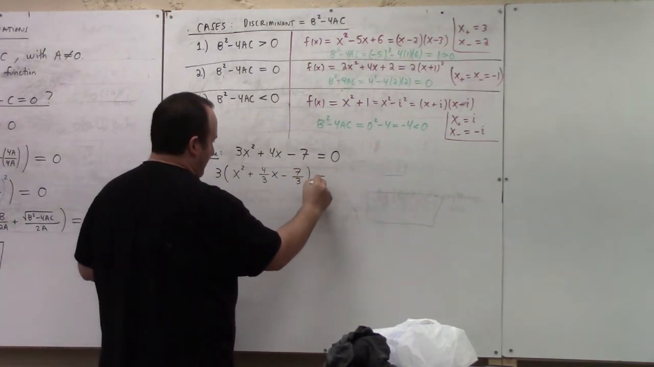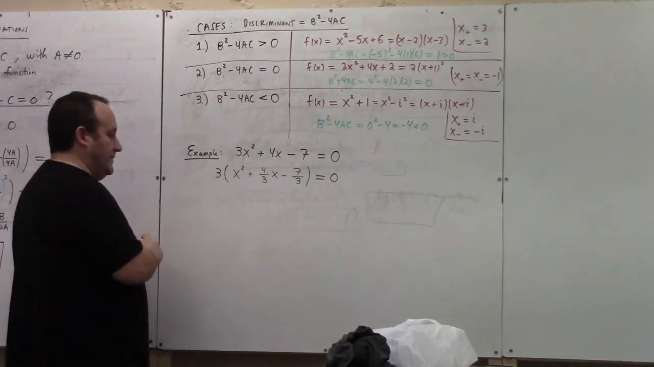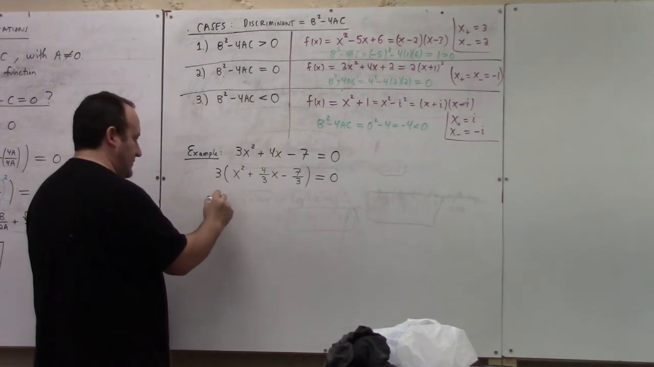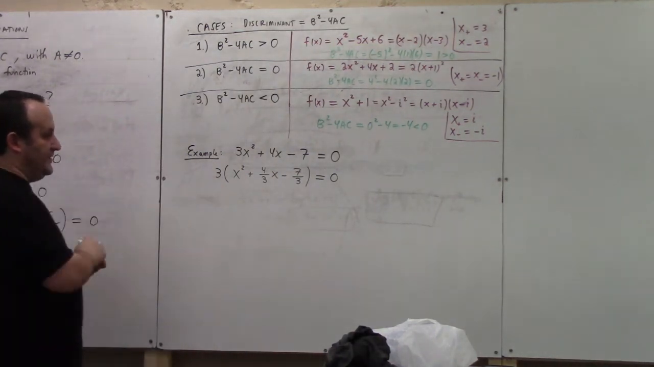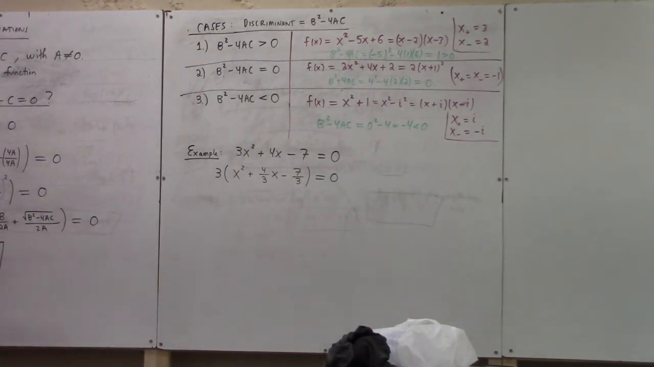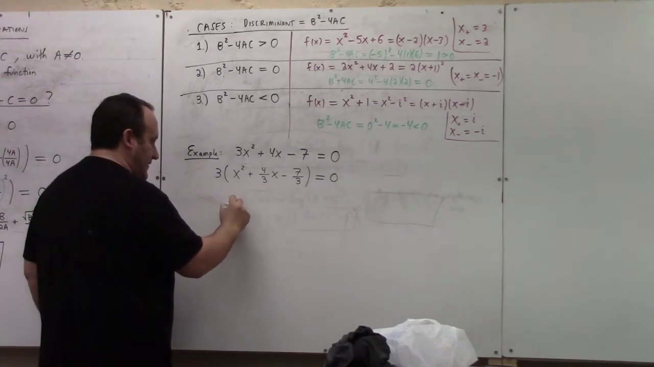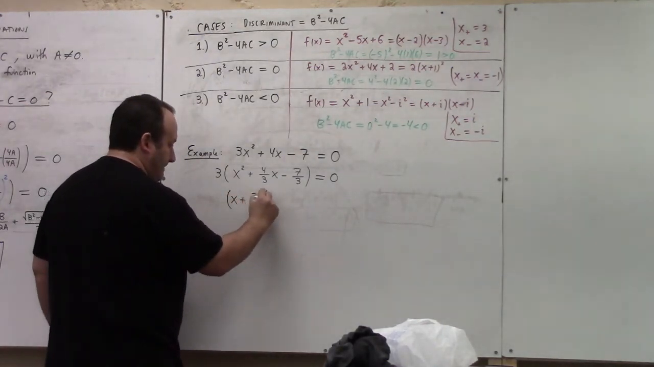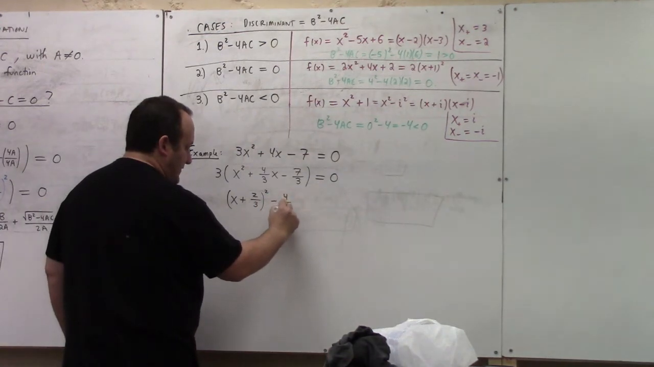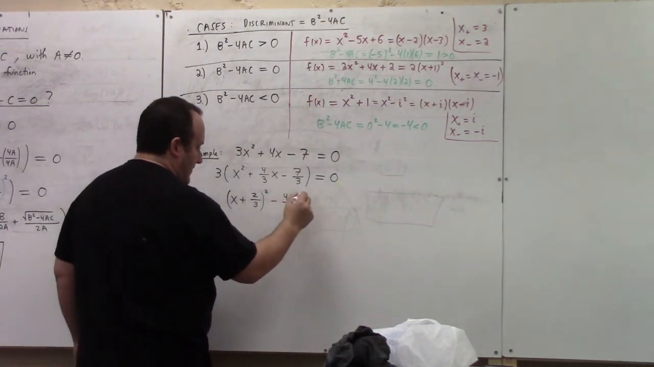Like that. And then I would say, okay, so that's 3. So then at that point, I can just drop the 3 outside, like 3 times something is 0. That's just the same as the thing in parentheses being 0, right? So this I can trade for x plus 2/3 squared minus 4/9 minus 7/3.